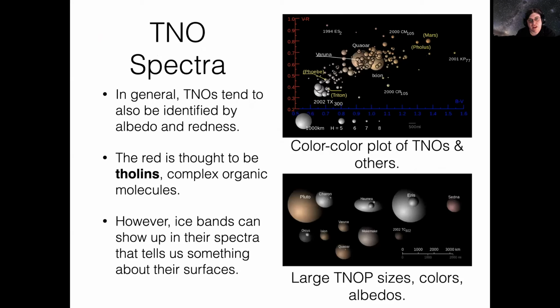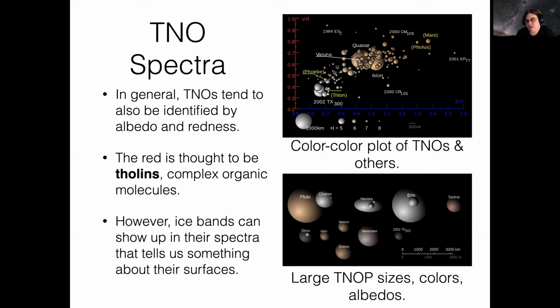All right, so let's look at TNO spectra, trans-Neptunian objects. Again, we also sort by albedo and redness. This is a pretty easy thing to do. We do it with stars too, but stars are not part of this class, because all you need to do is figure out a way to get the size, which you often can do by making both measurements in visible and infrared.